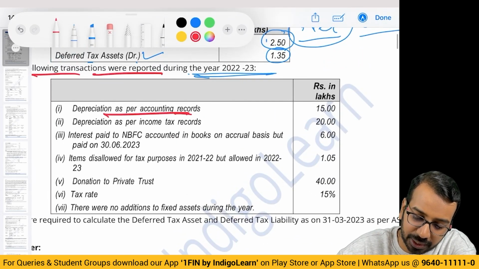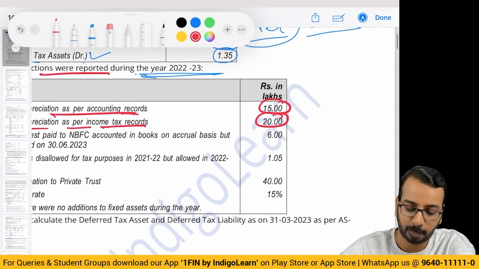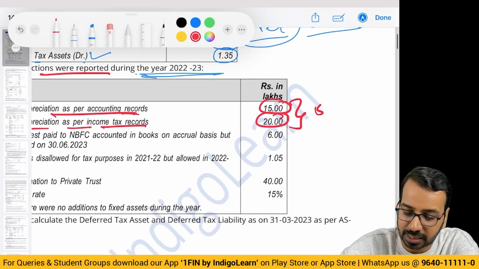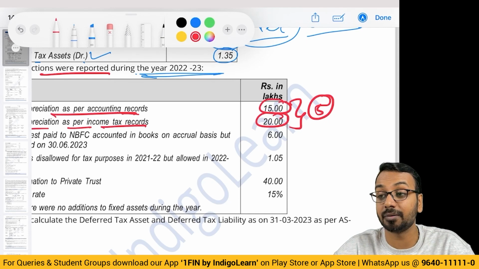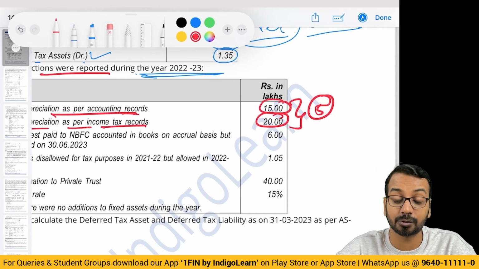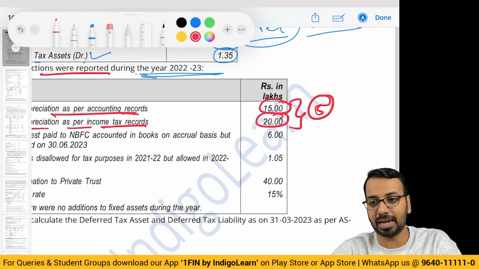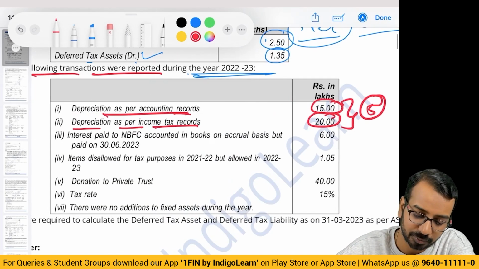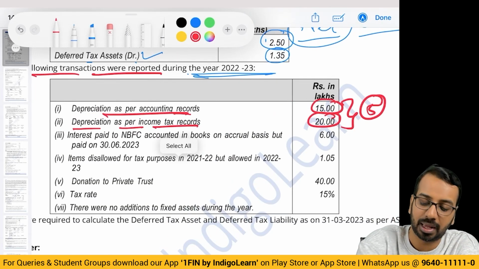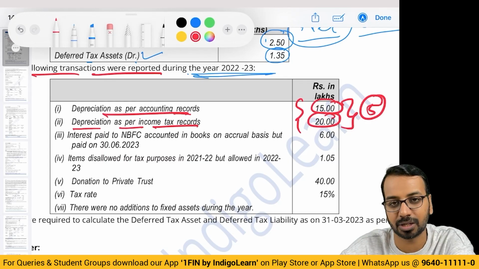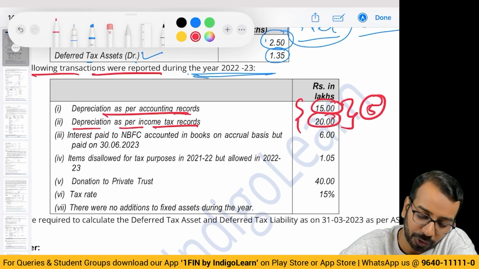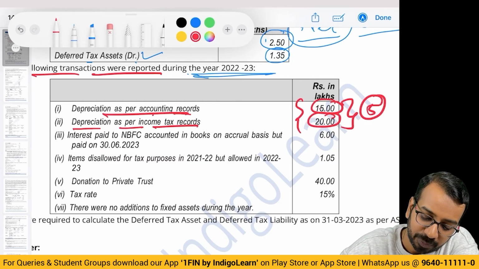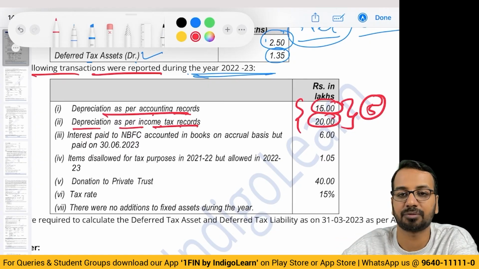The following transactions were reported. Depreciation as per accounting records 15 lakhs. Depreciation as per tax records 20 lakhs. Now what has happened? Is there a difference? Yes, difference of 5 lakhs. Is it a temporary difference? Yes, it's a temporary difference. Now we have to see whether it will reverse or whether it will add, depending on how we look at it. Now here, because there is no information of previous balances, you can treat this as a reversal or a fresh addition as well.